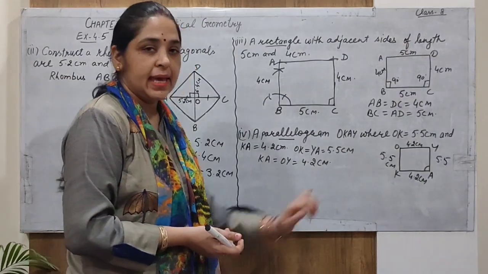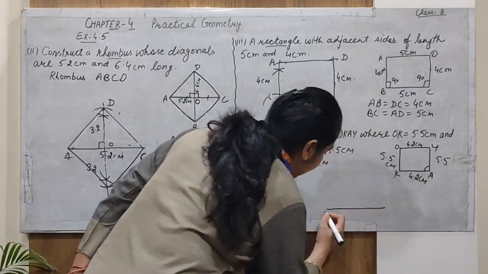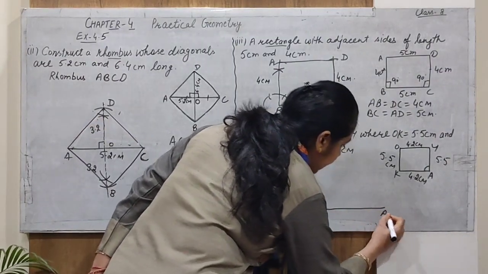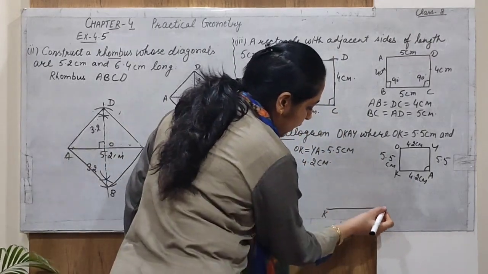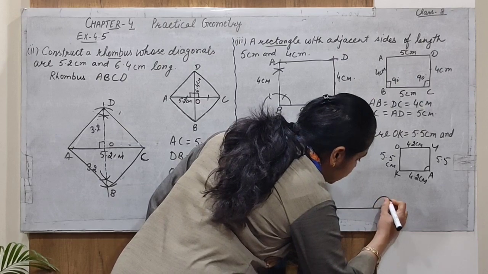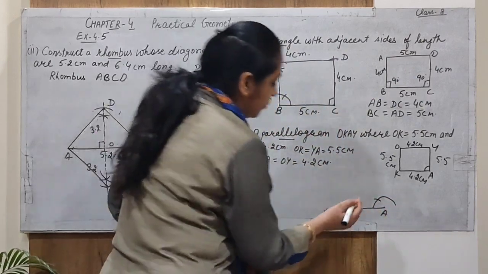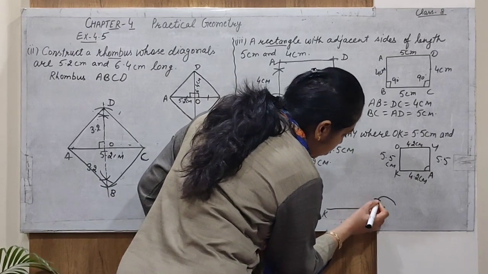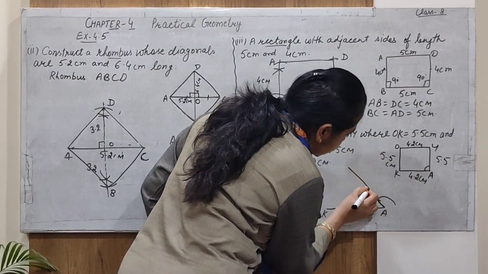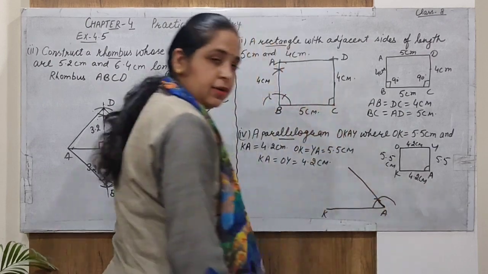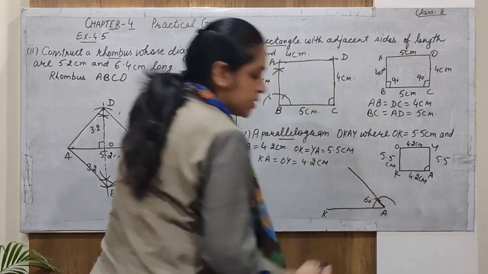Taking KA as the base, draw a line KA, act as base. First step. Second step, from A, draw an angle of 60 degree. We can draw from A, draw from K, from anywhere else we can draw. So draw a line which gives us 60 degree. Alright, from K, this is the line considering angle 60.